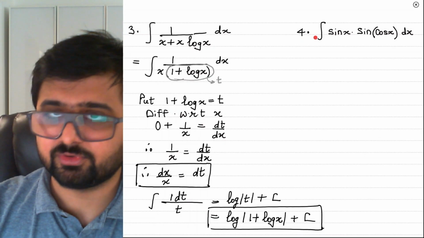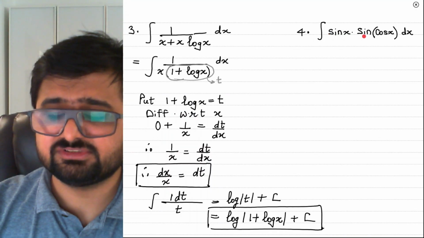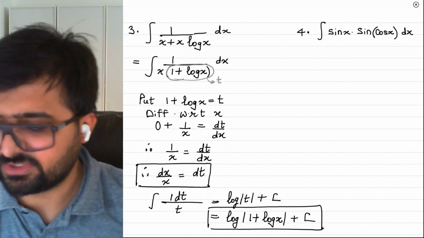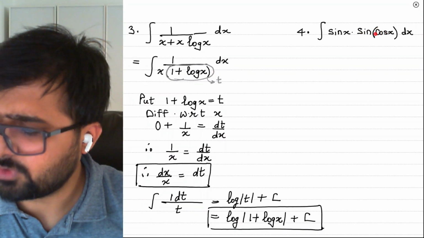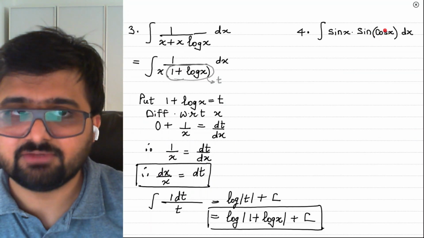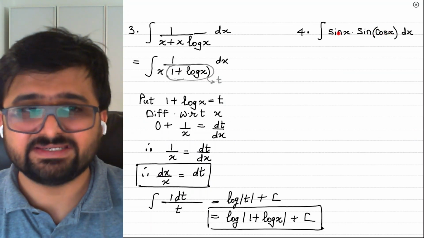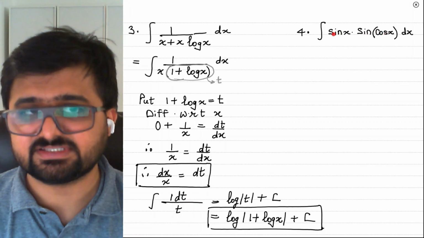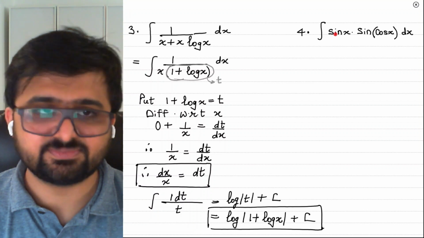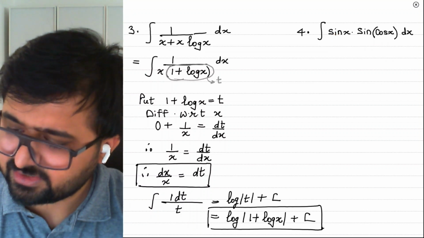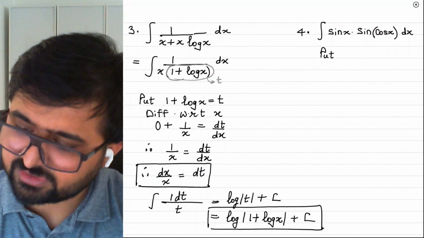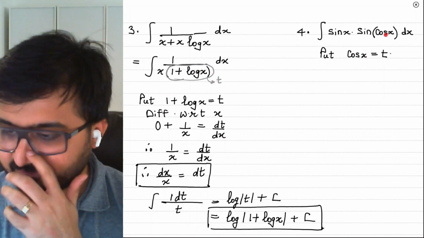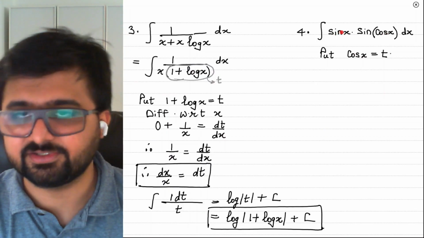Let's look at question number 4. It is sin x into sin cos x. If you notice, this is a composite function again, so we'll have to apply the method of substitution again. Also notice that the derivative of cos x is minus sin x, and that sin x is present here. Which is why you can put cos x equal to t, because the derivative of cos x is minus sin x, which is present here.